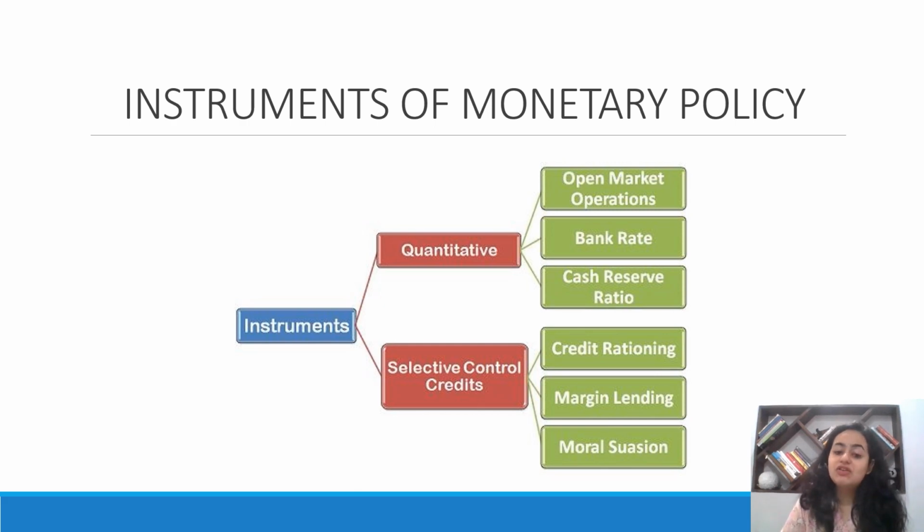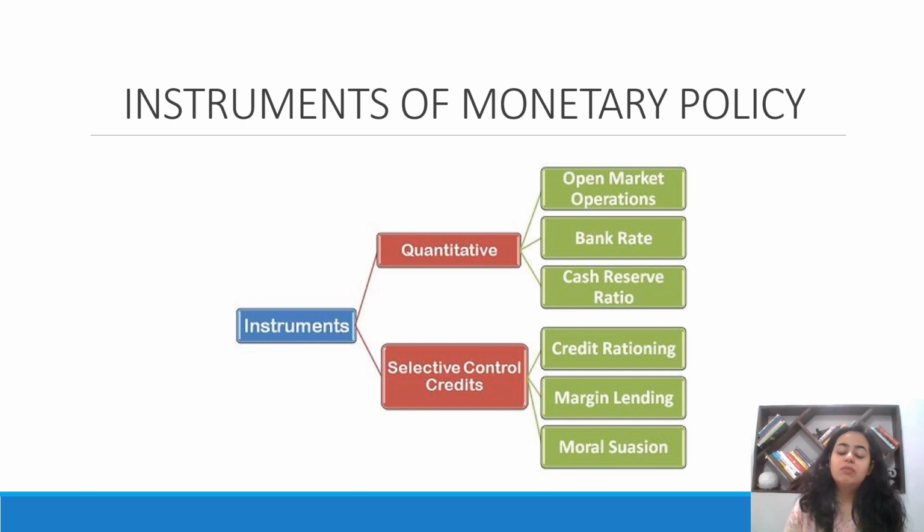Suppose the central bank wants to increase the money flow in the economy. In that case, it will reduce the CRR. So now the commercial banks are only liable to keep a smaller proportion with the central bank, and this leaves a greater proportion of their reserves with the commercial banks to give out as loans. This will increase the investment and the money flow in the economy.